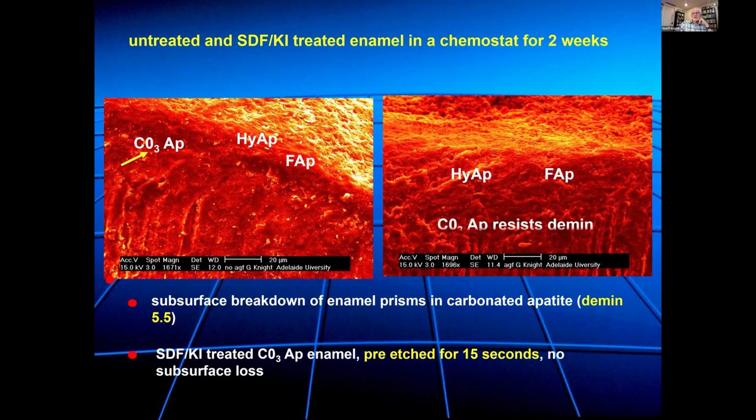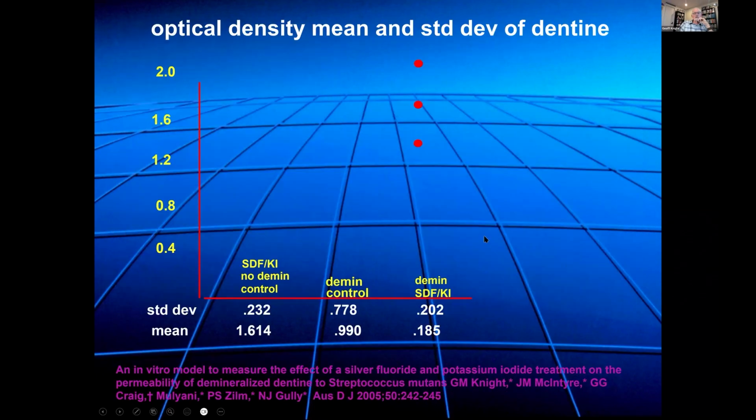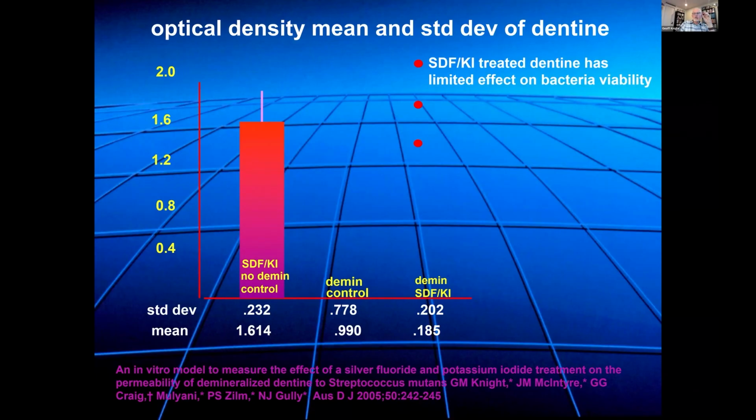Now let me demonstrate with this slide. The control was silver diamine fluoride painted on normal dentine. It wasn't demineralized, and it was put in the chemostat for about 3 weeks. You can see the optical density was at a level of 1.6, none the better, and you can see the standard variation. So the silver diamine treated with potassium iodide has a limited effect on bacterial viability.